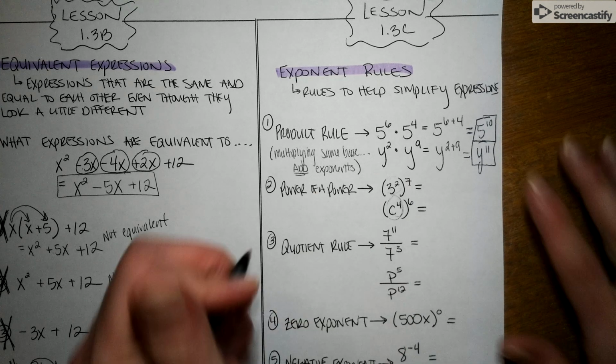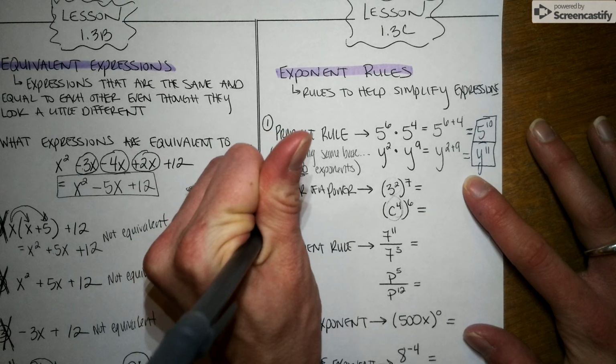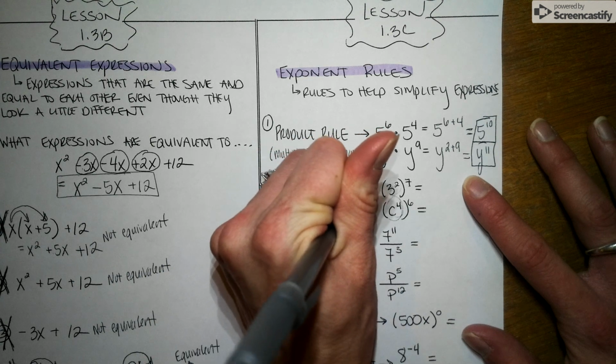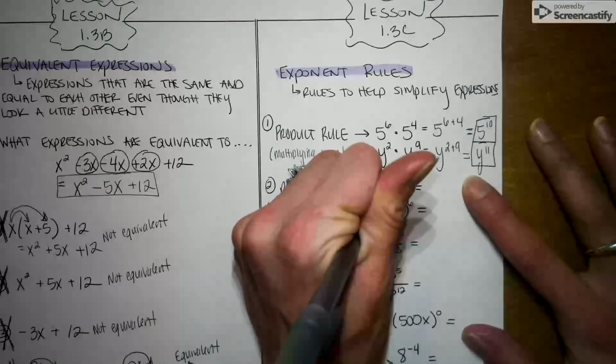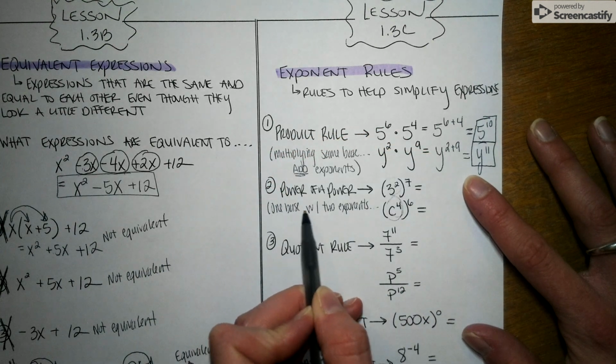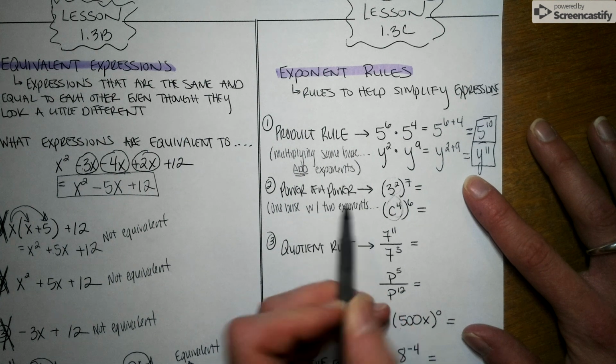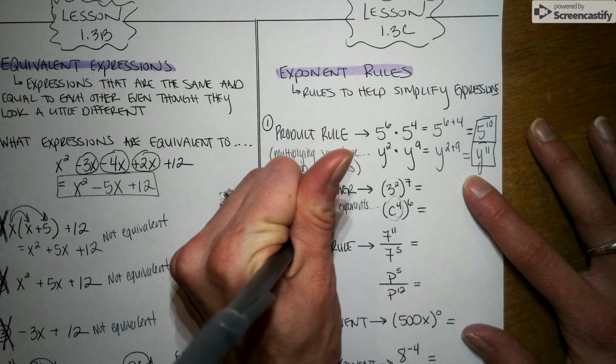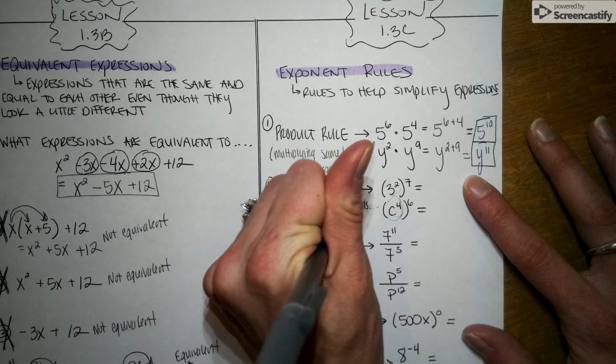So anytime you have one base with two exponents, so that's my little note at the bottom: one base with two exponents, you are going to multiply your exponents.